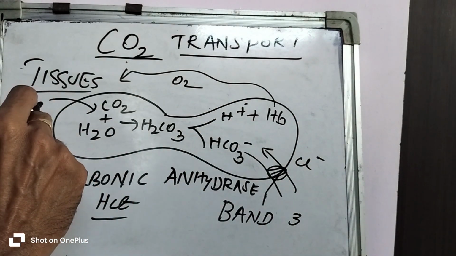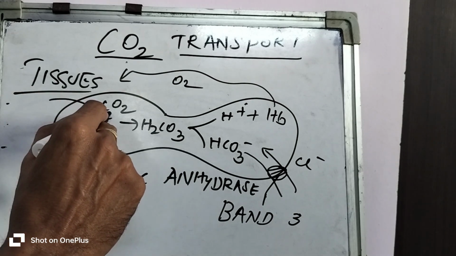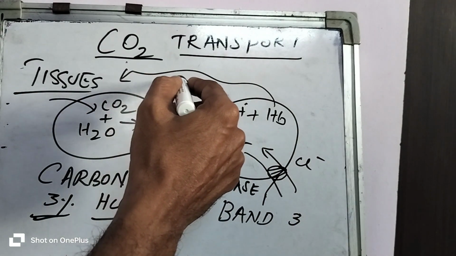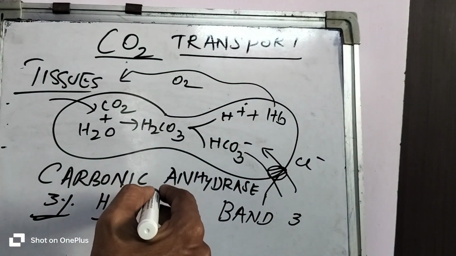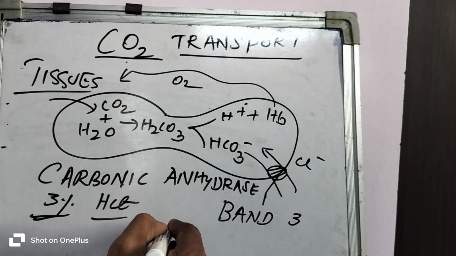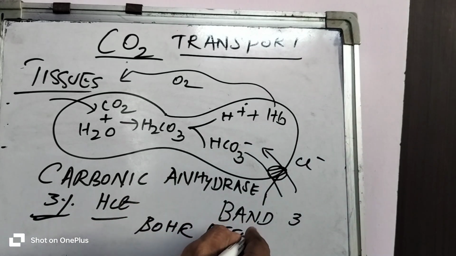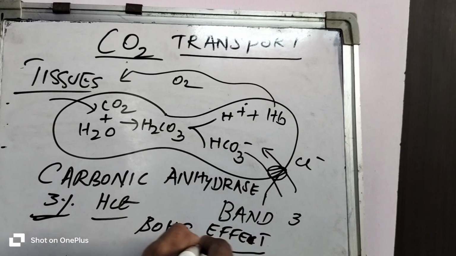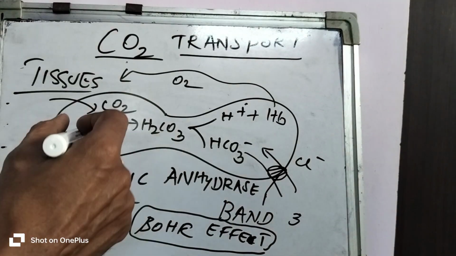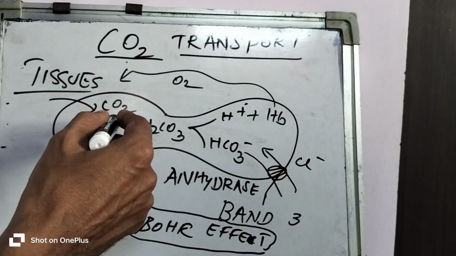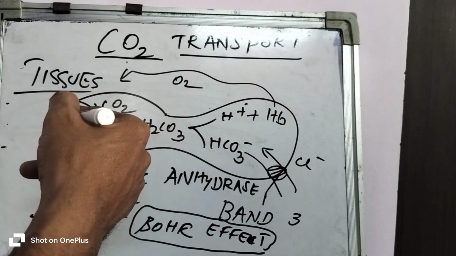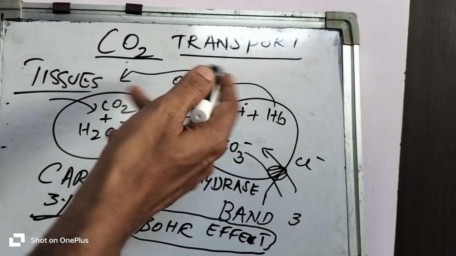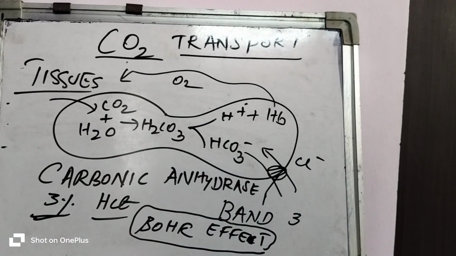And here another effect is explained. Due to the entry of carbon dioxide, there is unloading of oxygen taking place, and this effect is called the Bohr effect. The Bohr effect is that an increase in carbon dioxide, either in the RBC or in the blood, causes unloading of oxygen from the hemoglobin.